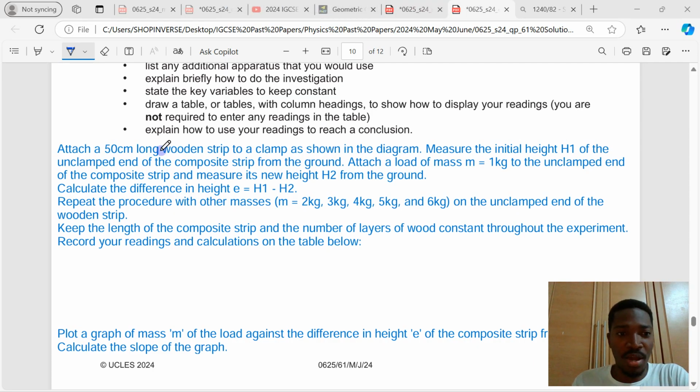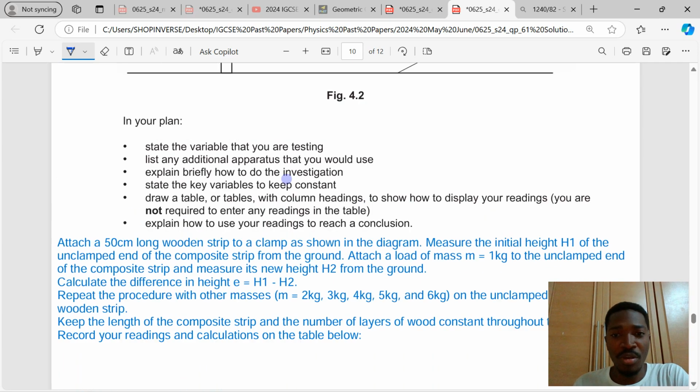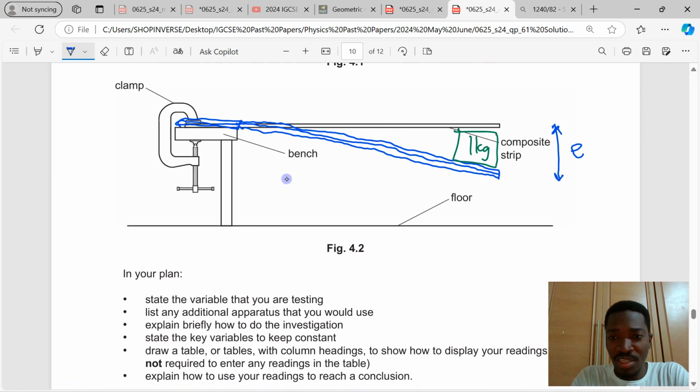So this is what I have. The first thing, state the variables that you are testing. This is what I did. Attach a 50 cm long wooden strip to a clamp as shown in the diagram. Measure the initial height h1 of the unclamped end of the composite strip. So what I did is that I measured the initial height. That means from here to ground level. I placed my meter rule here, and I measured this and called it my h1, the initial height.